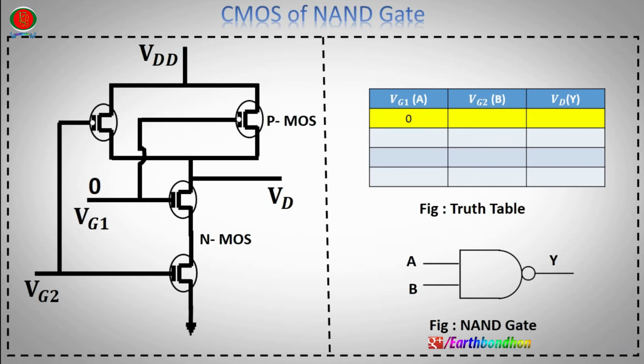NAND gate input VG1 is 0, input VG2 is 0, output VD is 1. NAND gate input VG1 is 0, input VG2 is 1, output VD is 1.